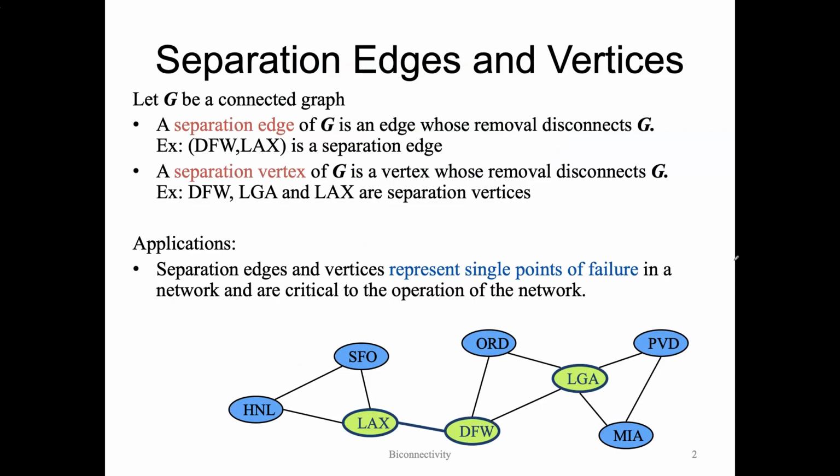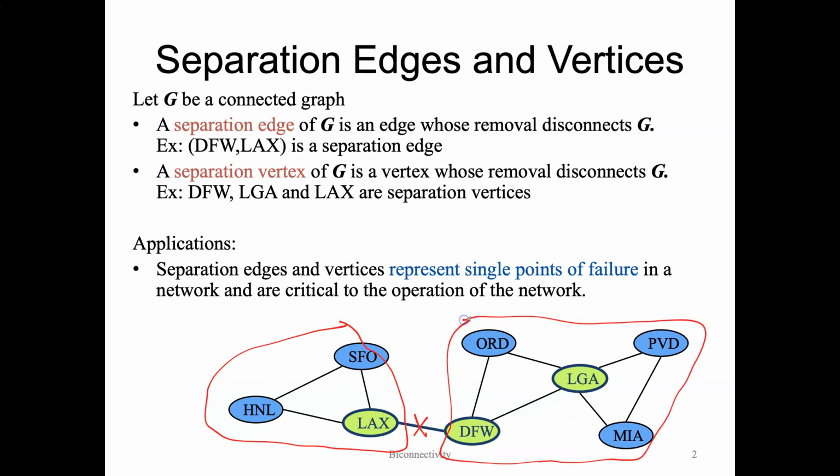So a biconnected graph is one which doesn't have any separation edges or vertices. Separation vertices, sometimes called articulation points, and separation edges are defined as parts of our graph where if we were to remove them, then we would disconnect our graph. For example, in this graph, if we were to remove this edge, we would disconnect our graph into one connected component here and another connected component here. So we would have no way without this edge to get from, let's say, PVD to HNL.